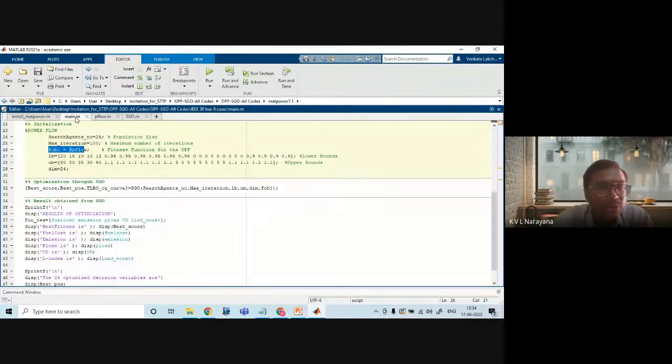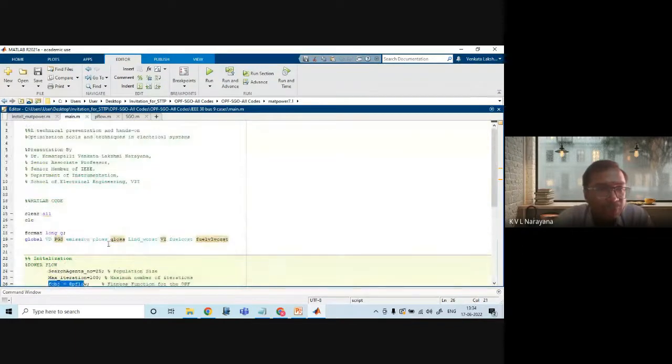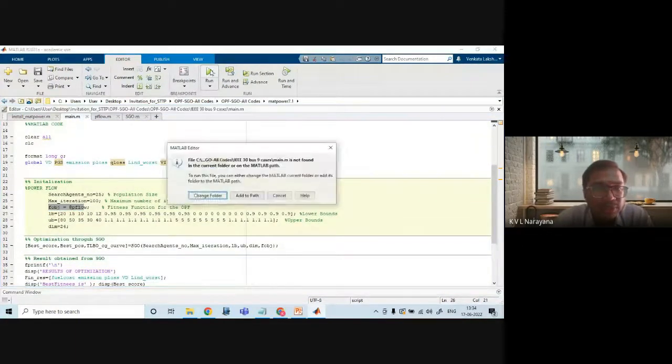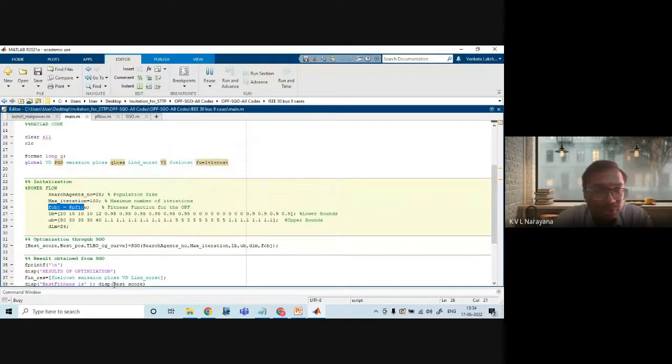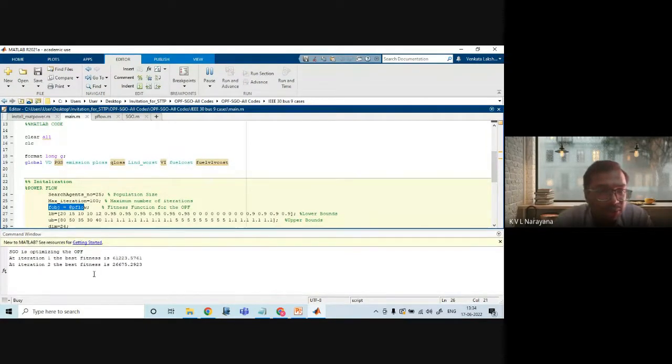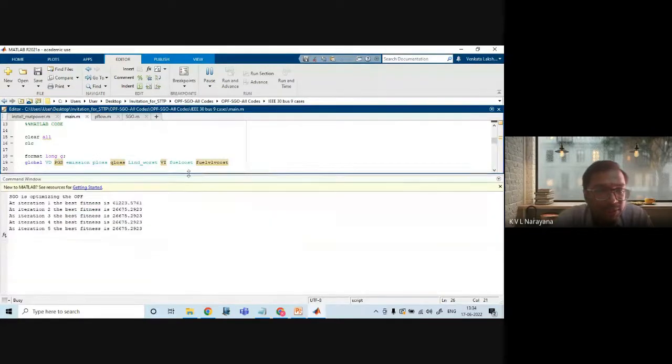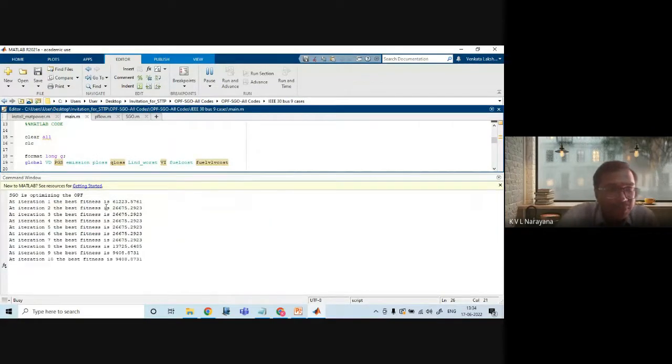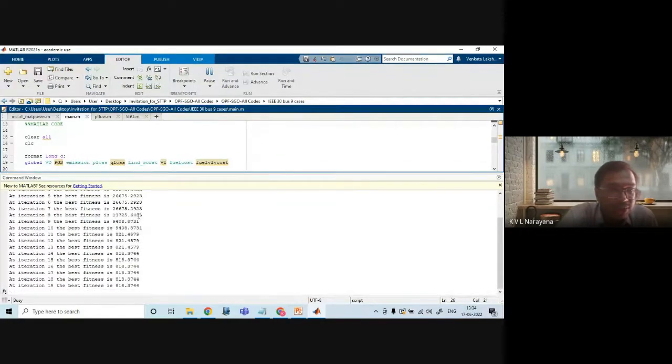Now I am running this code. This is the main program. When I run this one, it will ask you to change the folder of the MATLAB editor. So now SGO is optimizing the OPF. At every iteration, you can see here, the best fitness value it is showing. Initially, the best fitness value is very high. After every iteration, the fitness value is improving. Because it's a minimization problem, it is reducing.